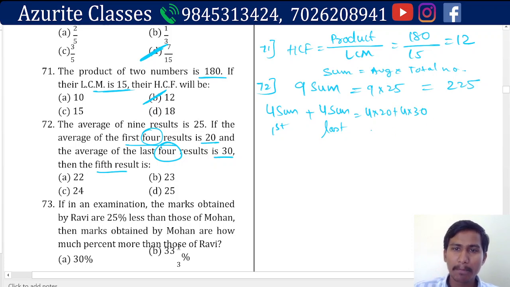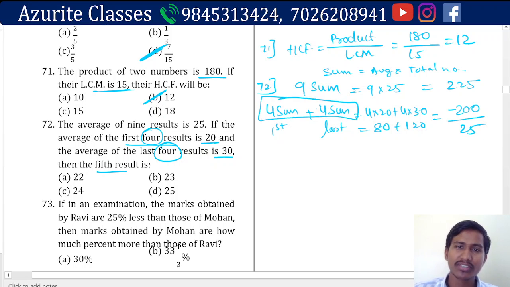So it will be how much? If you multiply, that is 80 here and 120. 80 and 120 will be 200. So if you minus 200, it will be 25, because here 4 plus 4 is 8 numbers. So that will be the 8 numbers' sum. From 9 numbers if you minus 8 numbers, 1 will be remaining, that is the fifth number. 25 will be the answer, option D here.